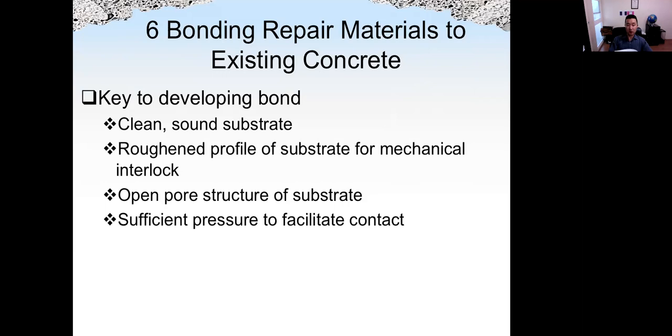All right. So for bonding between the repair material and existing concrete, the key is that we need to get a clean and sound substrate. We can also roughen the surface of the substrate to ensure good mechanical bonding or interlock. Also open the pore structure of the substrate by using high pressure water, for example. Or we can apply pressure to facilitate the contact between the repair material and the existing concrete.